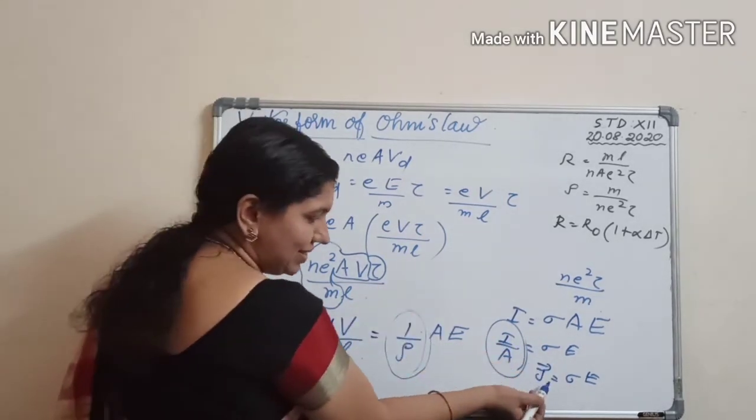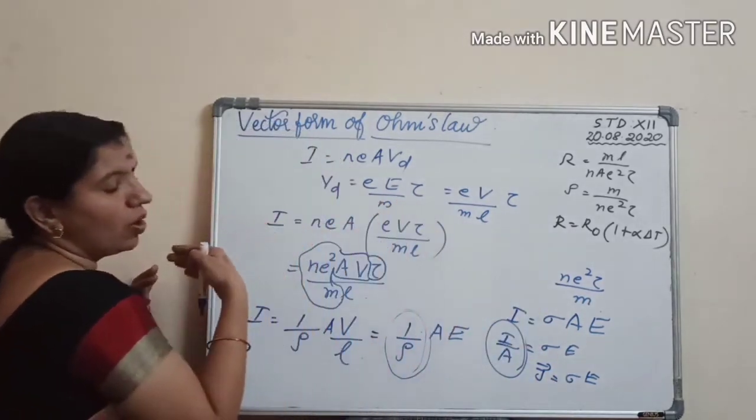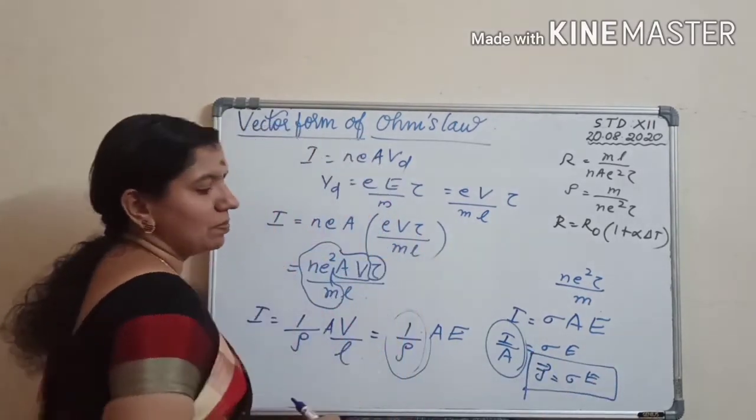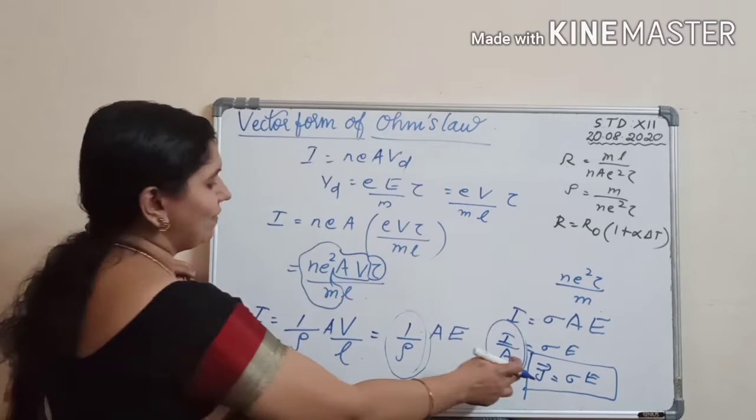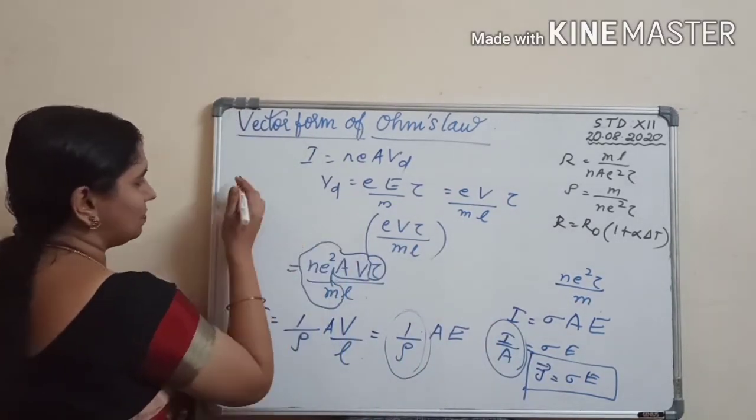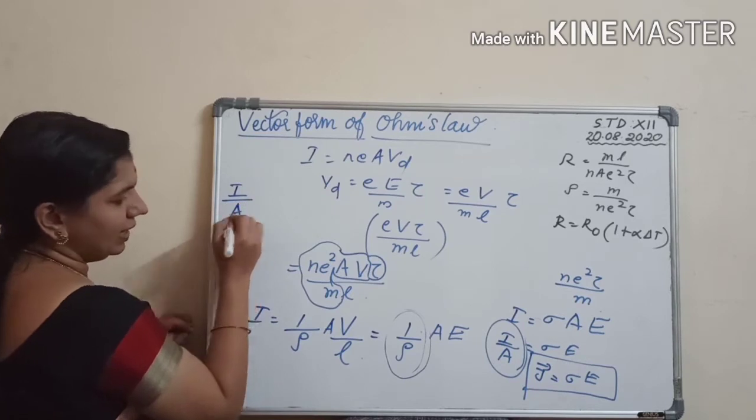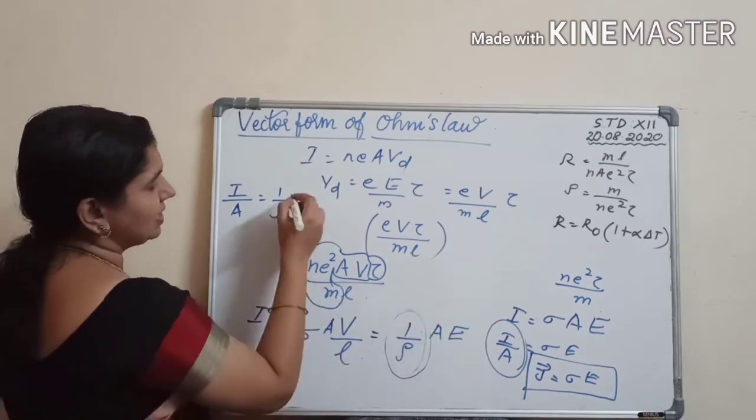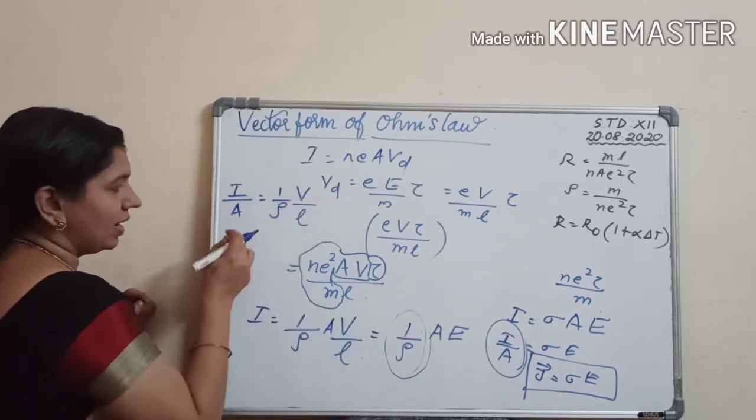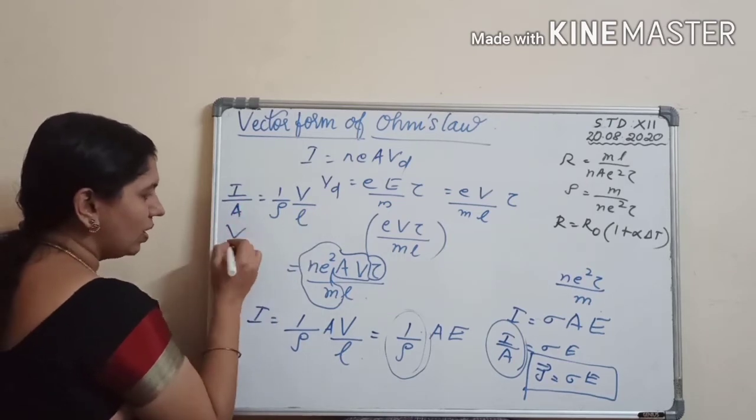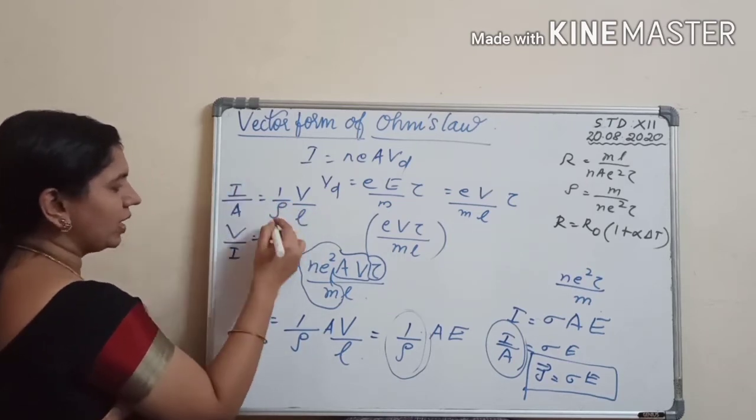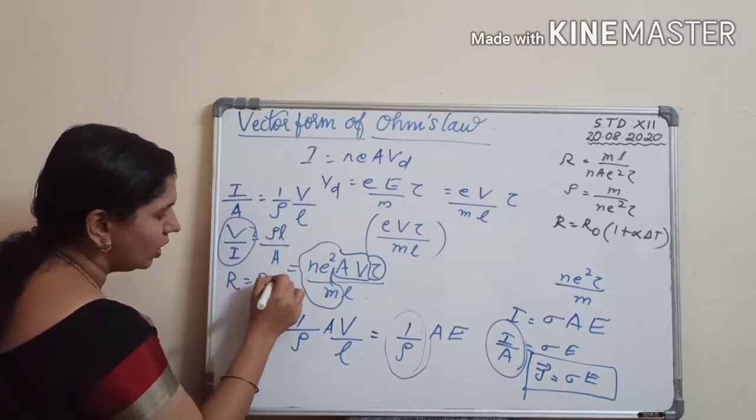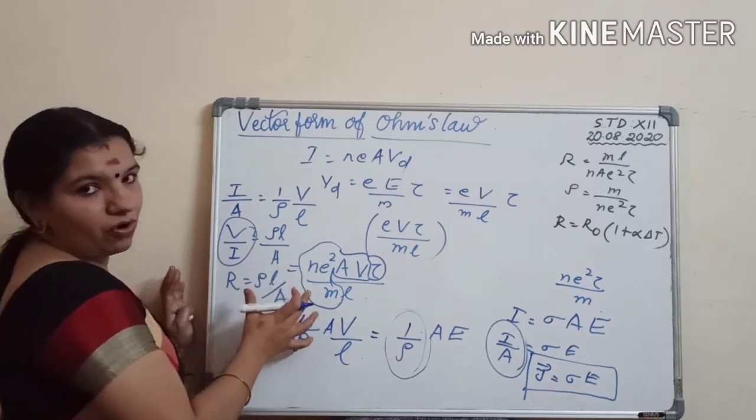Understand? Now you can come back to your original form of Ohm's law from this equation. This is actually the vector form of Ohm's law. J is equal to sigma E is the vector form of Ohm's law. Have a look here: instead of J, I put the expression I by A. Sigma means 1 by rho, and E is V by L. Now taking V by I, this term goes here, that is rho L by A. V by I is resistance R. Resistance R is equal to rho into L by A. This is our original form of Ohm's law.